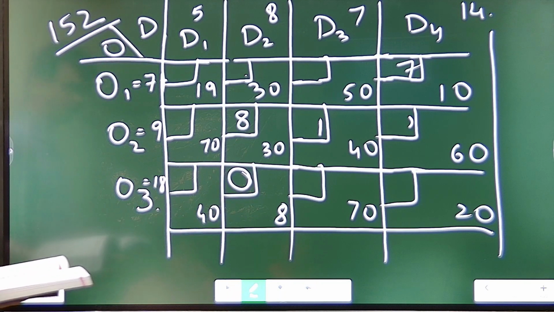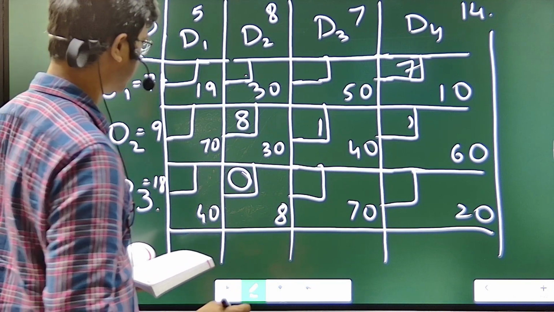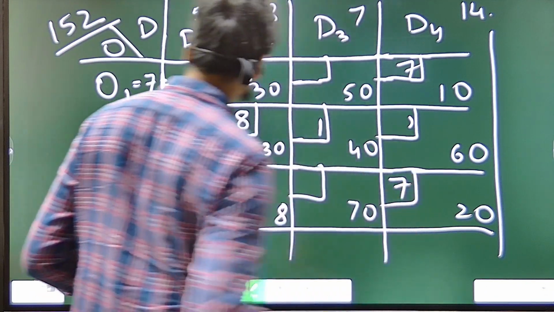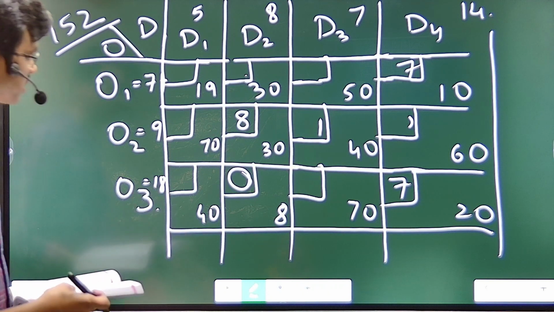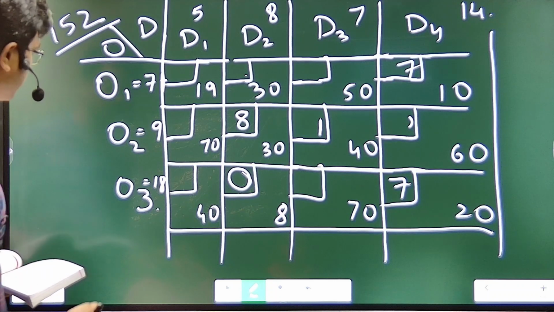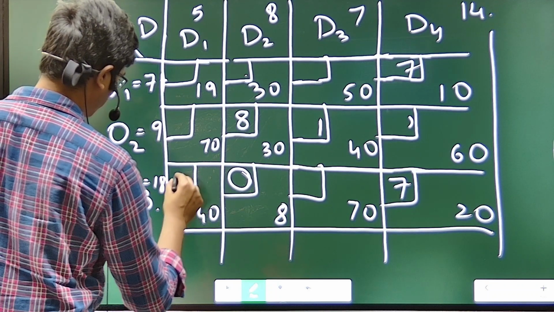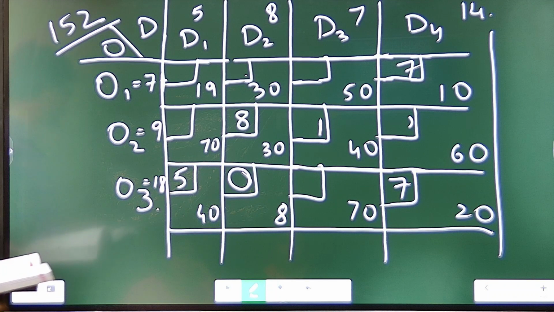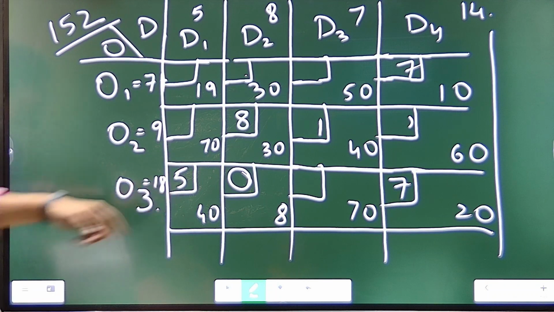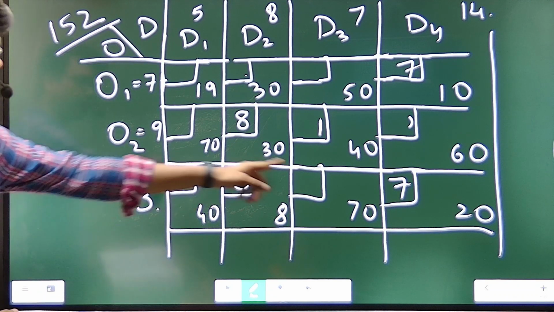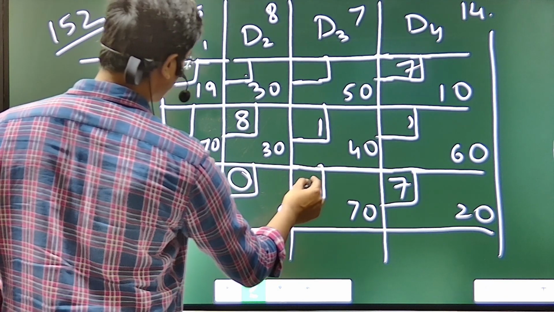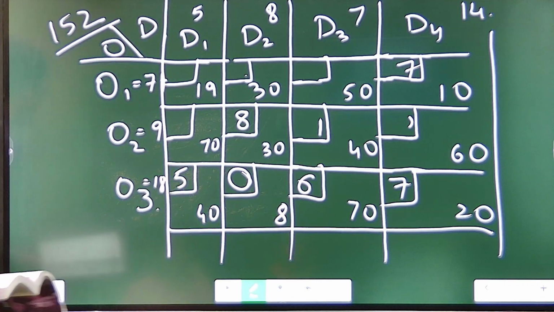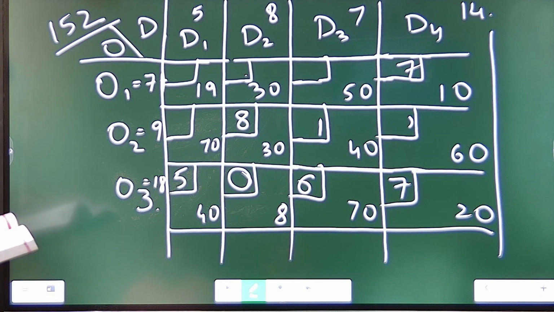Next, 20, you have a capacity of 7. So how much more do we have to distribute? 11 more. Correct? So next minimum is, how much can we distribute? 5 only. You have only 5 capacity here? Yeah? So how many are you done? You are done with 12. You have 6 more and you have only 1 slot available. You have to distribute 6 here. Okay? Understood? Simple?